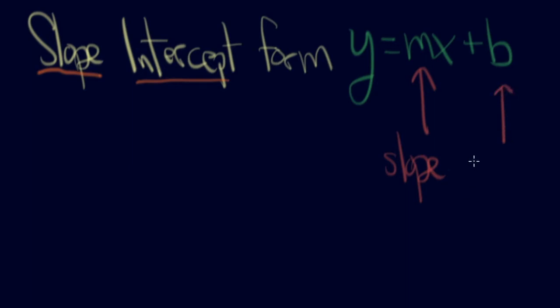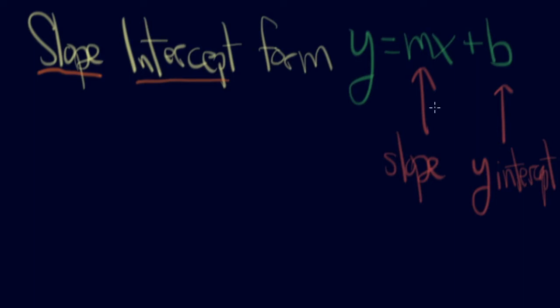Now, which intercept is it? It's the y-intercept. And if you think about what the word intercept means, it means to kind of break apart or cross. So that's where it crosses the y-axis.